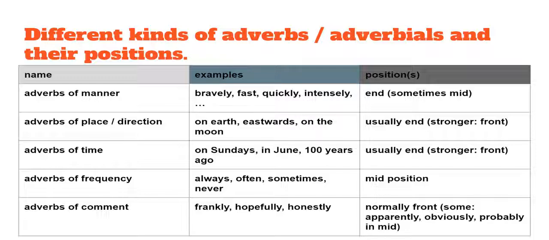Adverbs of manner is the group of adverbs that includes words like bravely, fast, quickly, intensely, and these appear in end position. Yes, there are sometimes situations when they appear in mid position, but I'd rather suggest you forget about that right away. Right now, it's best for you to understand that adverbs of manner appear in end position. Then there are adverbs of place and direction, like, for example, on Earth, eastwards, on the moon, and they usually appear in end position.